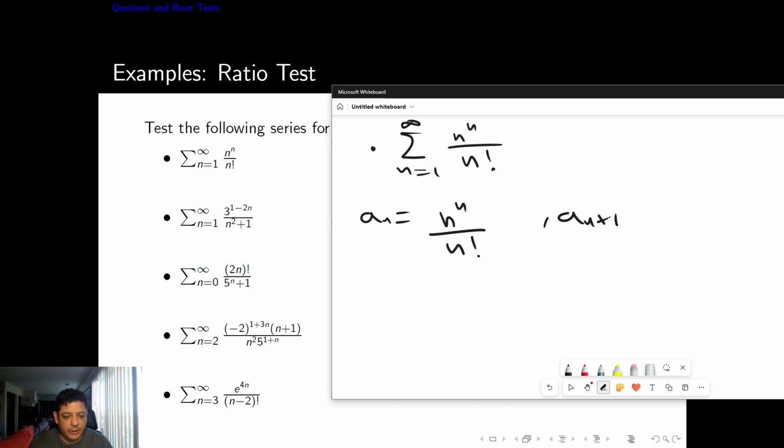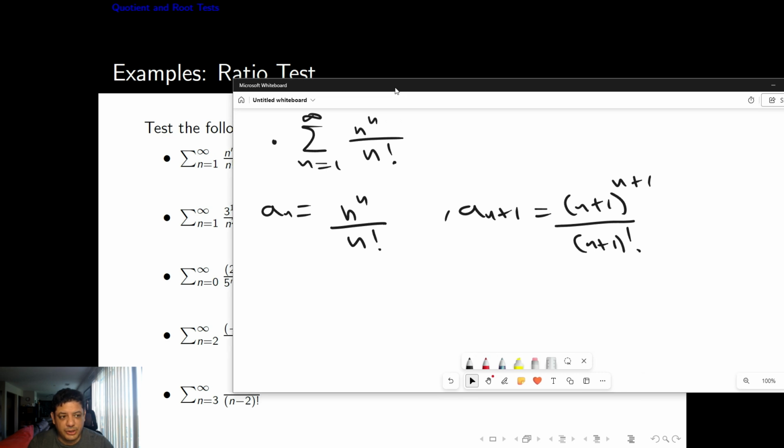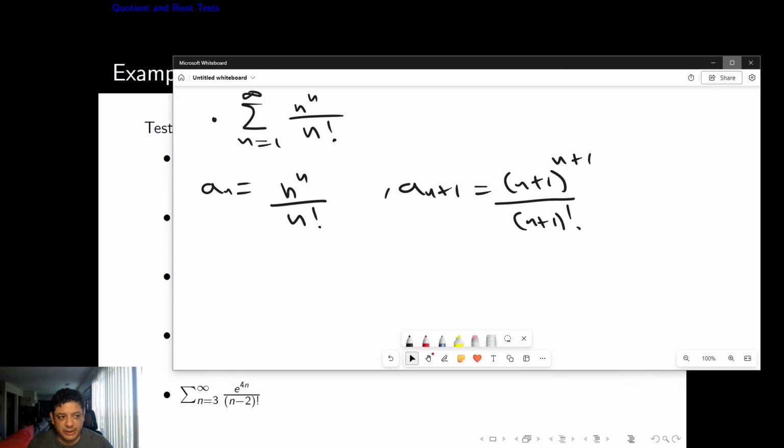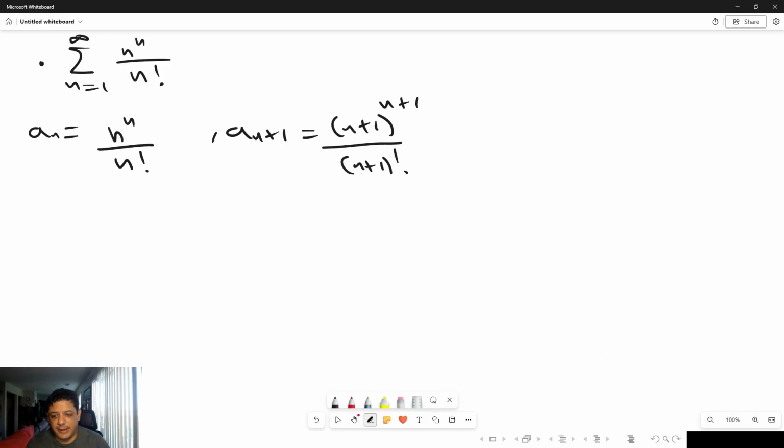Now, the an term is n to the n over n factorial, clearly. And for the n plus 1 term, this is something you've got to be careful with: whenever you have n, now you have n plus 1. So here we have n plus 1 to the n plus 1 over n plus 1 factorial. A big part of the ratio test is to be actually capable of completing the ratio successfully.